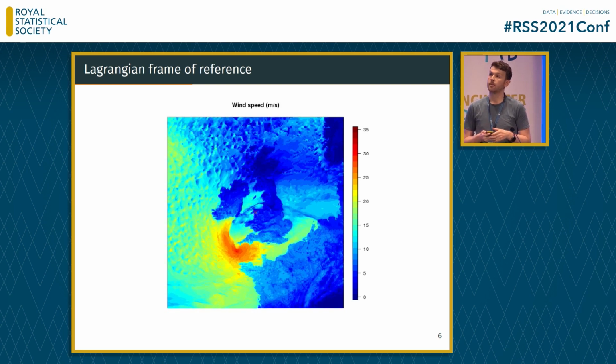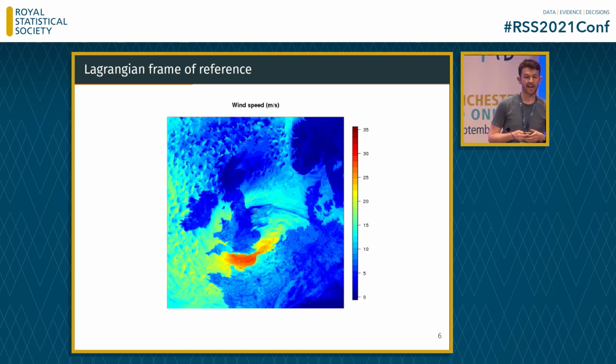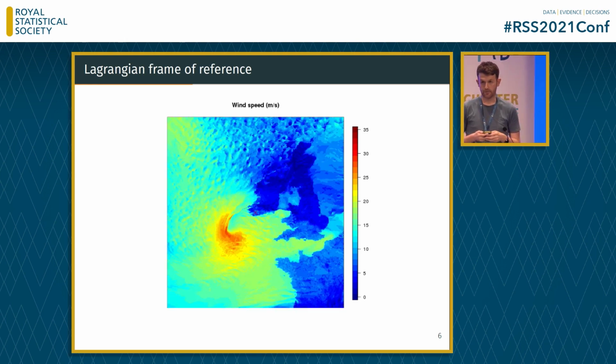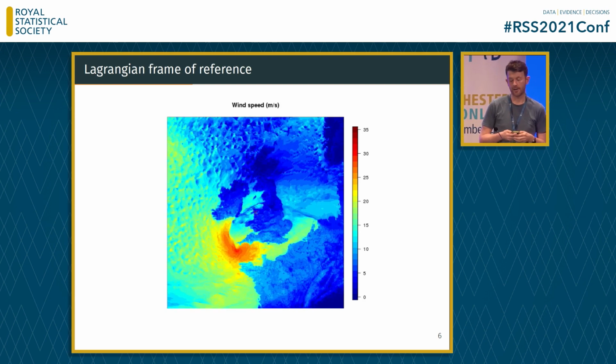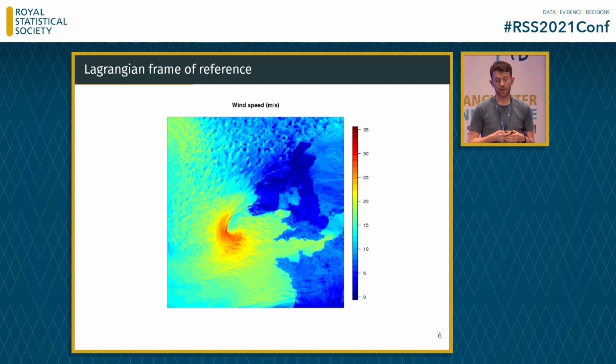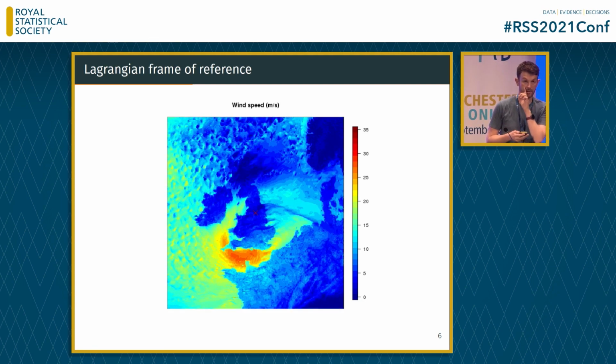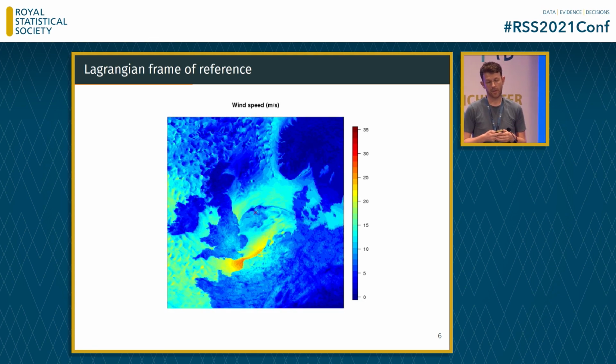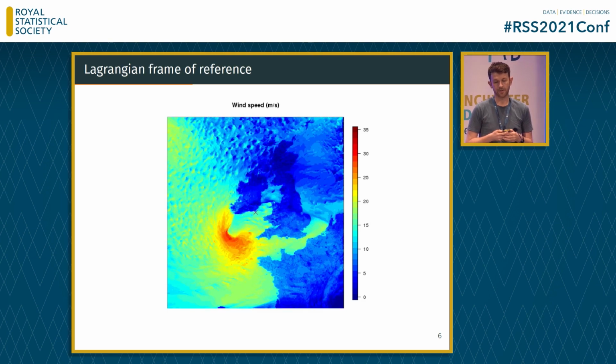So this example here is the representation of the Burns Day storm of 1987. I think it's referred to as the Great Storm of 1987, or Storm Dario is also commonly known, which had quite a significant effect on the south of England, and did lead to tremendous loss of life in that region.